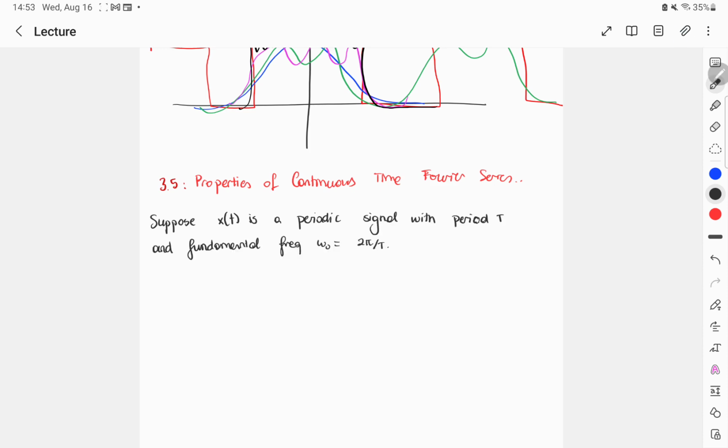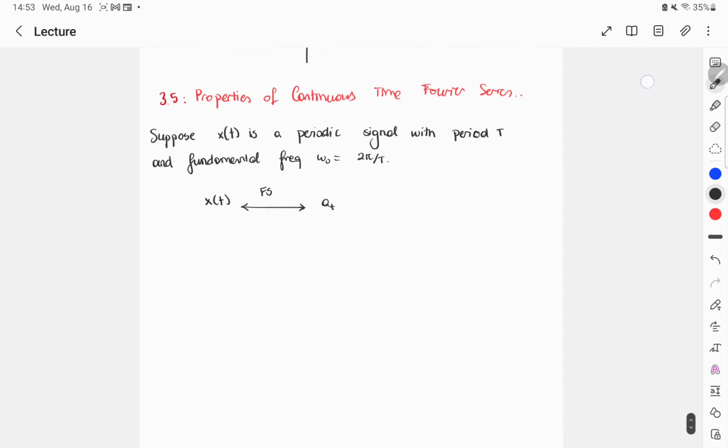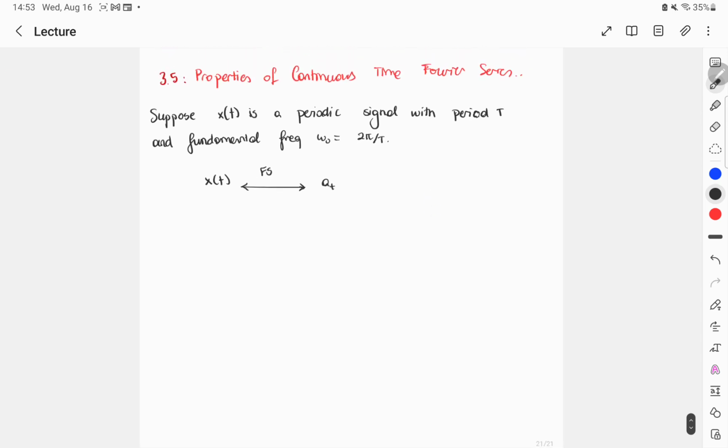Now if we have the signal x(t) and the Fourier series transform as a_k, let us see how these change as different processes are conducted over these. First of all, linearity. If x(t) and y(t) denote two periodic signals with period T and have Fourier series coefficients denoted by a_k and b_k, let me show it like this.